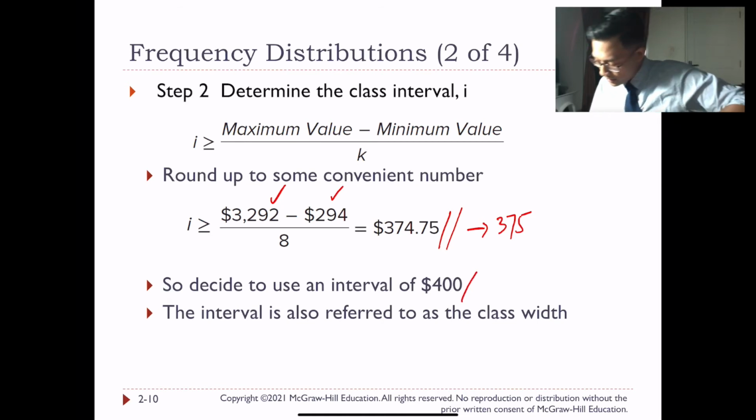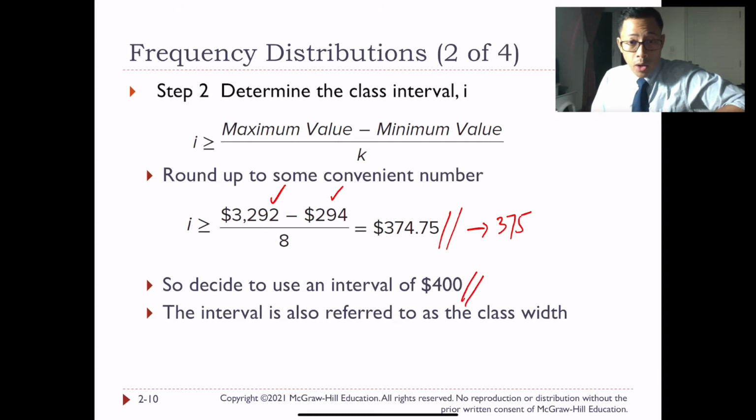If you look at the data, this is going to be the maximum profit, and this is going to be the smallest or the minimum profit. Calculating the difference and then dividing it by 8, you get 374. Again, you can use 374 right off the bat, or you can do a little bit of rounding to say 375, but it doesn't really hurt to actually use 400 as the chosen interval.